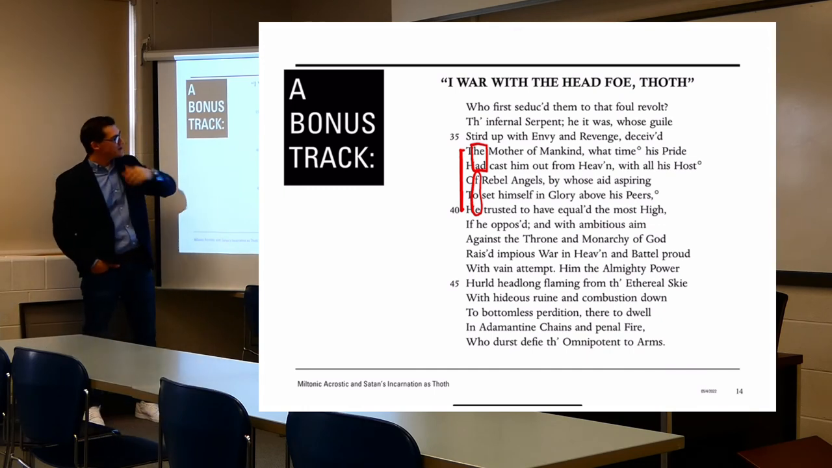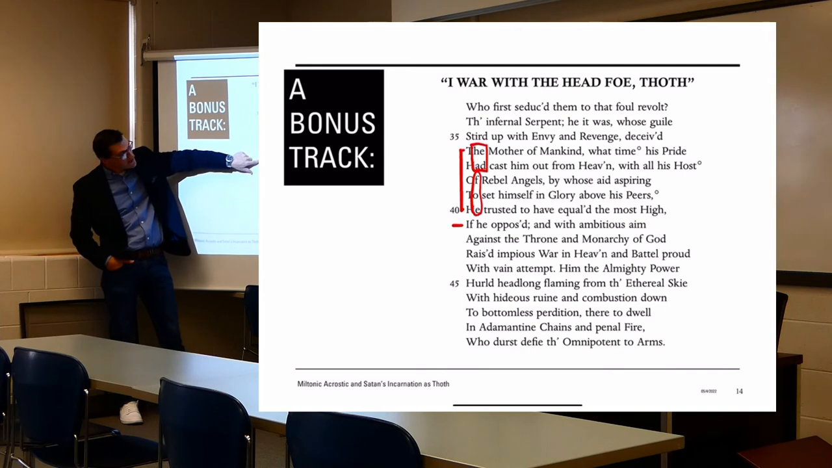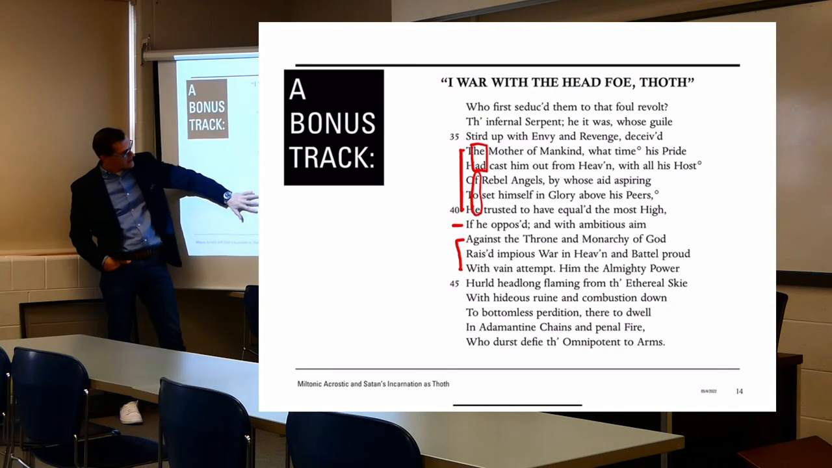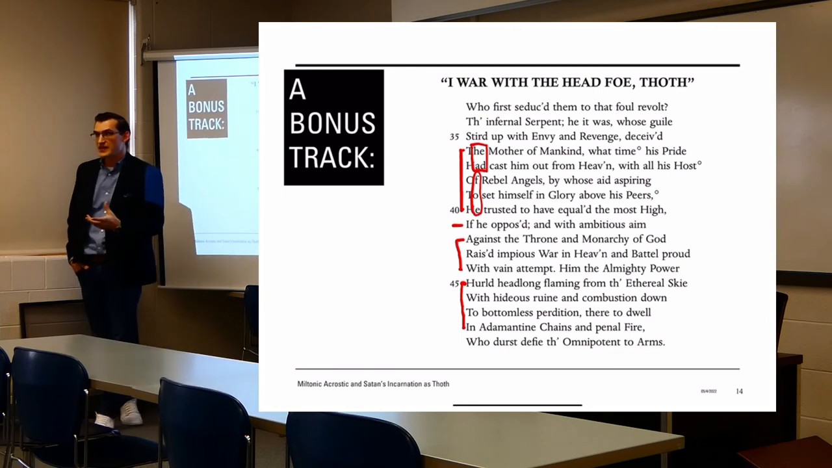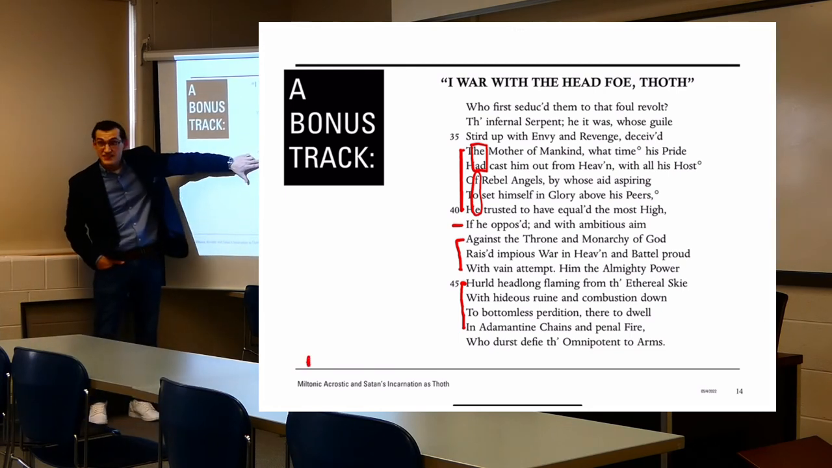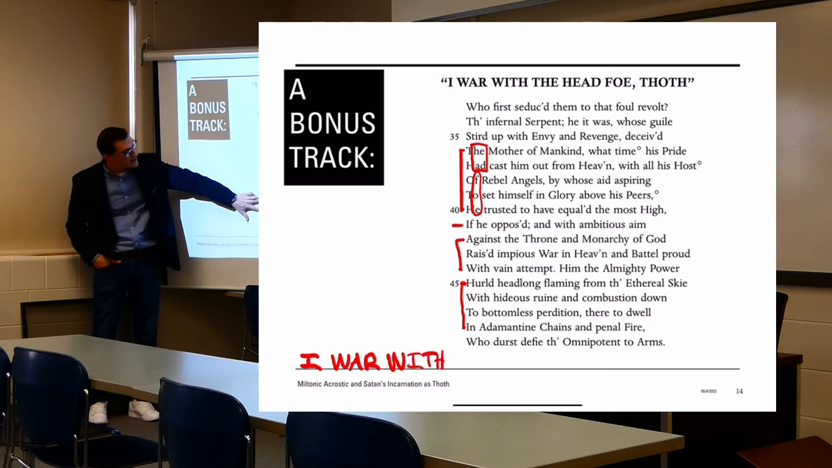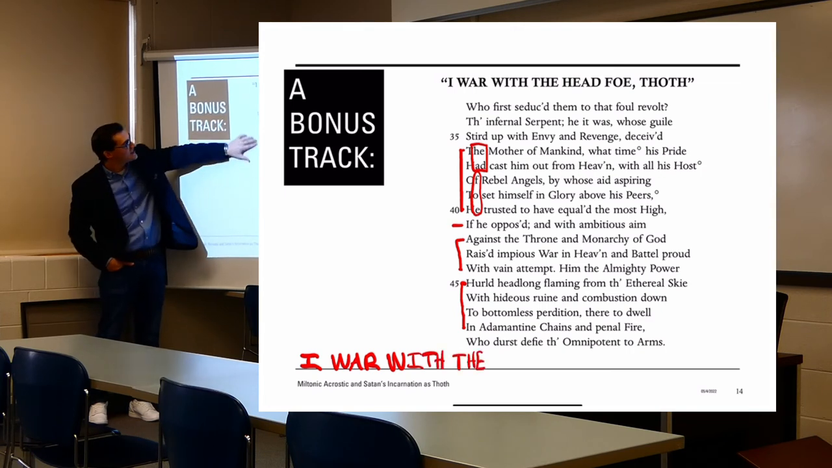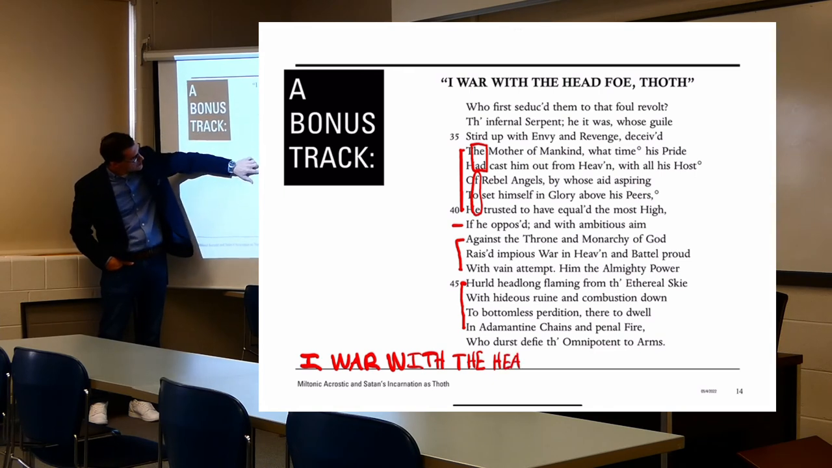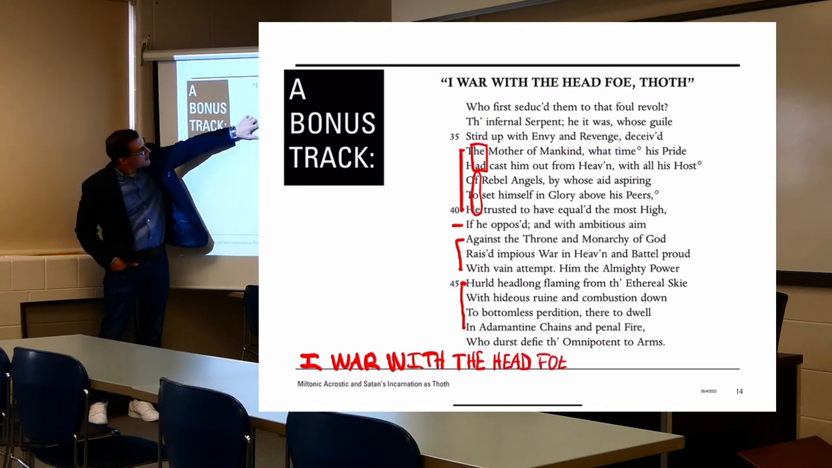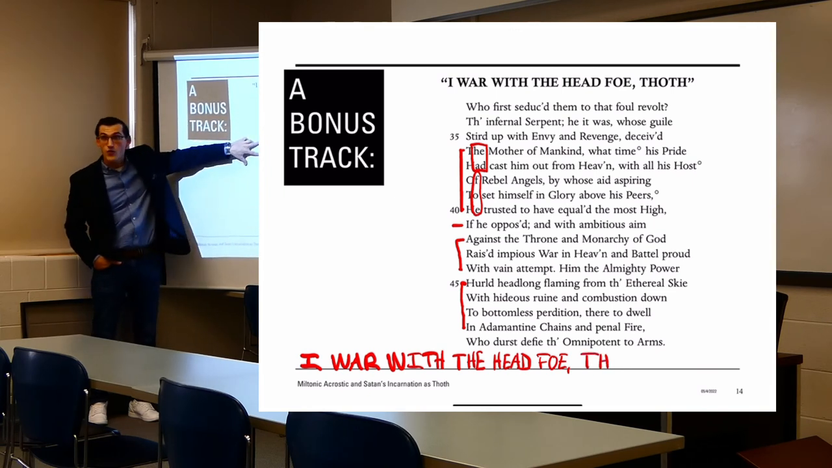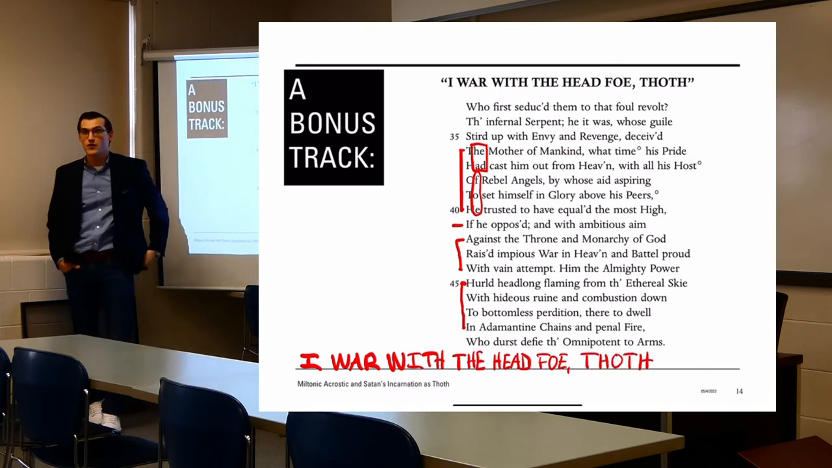Well, what I realized the other day is that after Thoth comes an I. And then after that comes A-R-W. And after that comes H-W-T-I. If you look at them as if they were anagrams, the I stays the same, the A-R-W turns to war, W-A-R, and the H-W-T-I turns to with. And so what it says is, I war with the head foe Thoth.